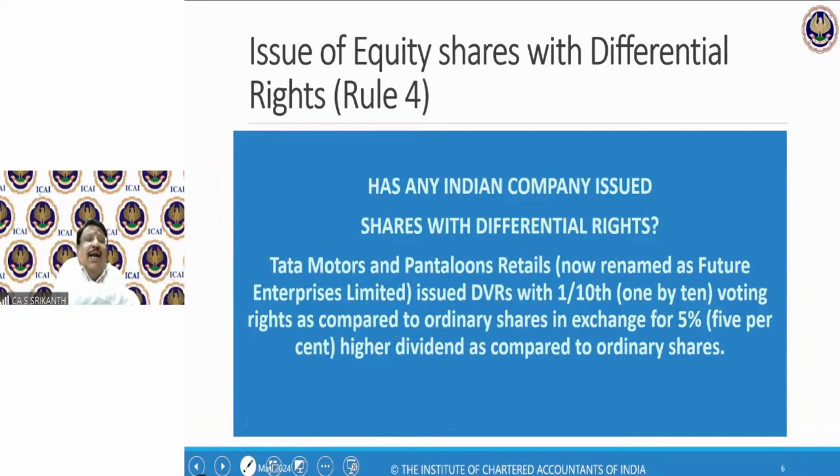Suppose Tata Motors declared a dividend of 18%. A normal equity shareholder will get 18%, whereas I will get 23% because I'm foregoing my voting rights. This is called differential rights or differential voting rights, sometimes abbreviated as DVR shares.